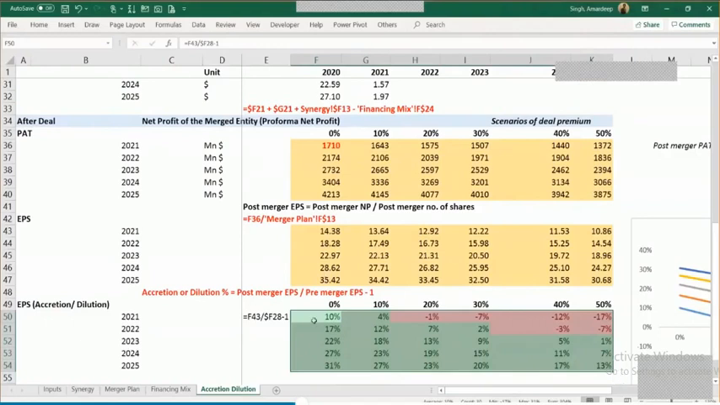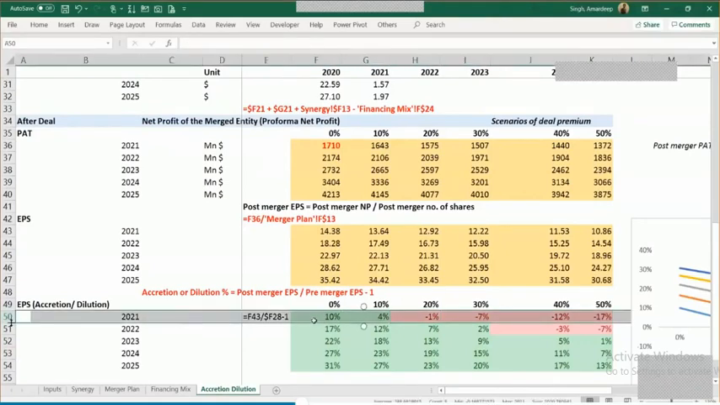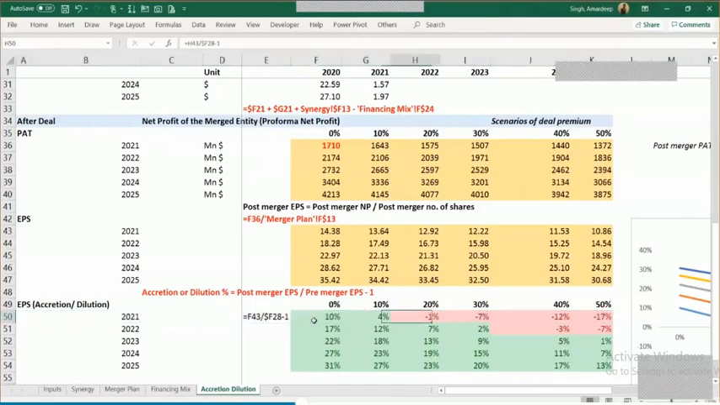So what it means is that if you simply look at 2021, the deal will be accretive if you give them 0% deal premium. The deal would still be accretive if you give them 10% deal premium. But the moment you decide to give them 20% deal premium, you would be in loss from the EPS standpoint, because the EPS is going to be dilutive in that case. You see that it is only 1% dilution, so the break-even is close to about 19% approximately.